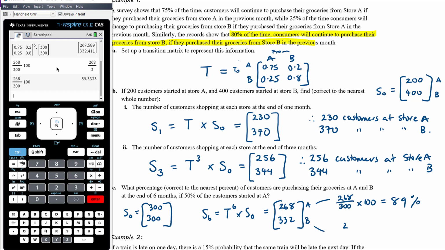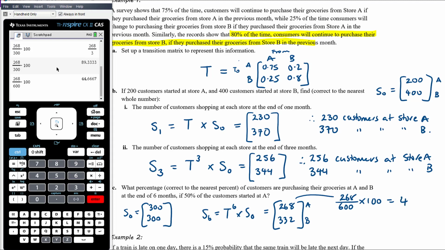Sorry, it's not compared to the original. My apologies, that's not the right percentage calculation. So we want to know there's 600 customers in total. Sorry, so 200, not 300. So 268 customers are at A out of the 600 customers in total, converting to a percentage. So 268 divided by the 600 customers times by 100 to make a percent.